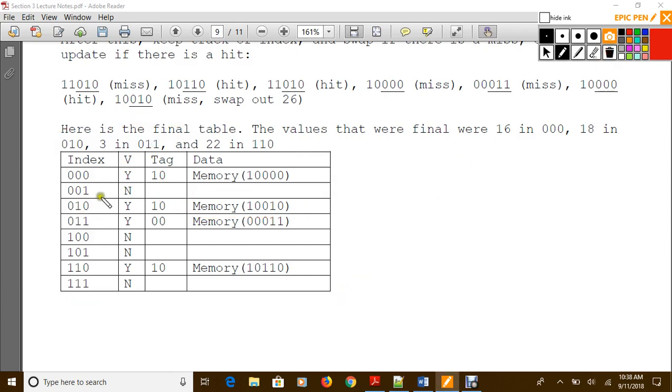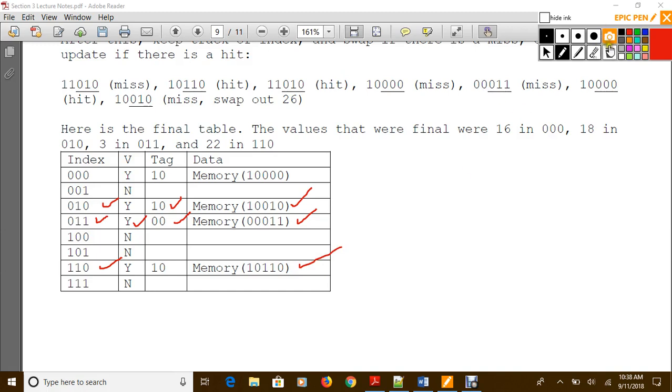All right, so in this case, the final answer, because I had 16, was the last one with the 000 index. It contains memory value of 16. 001 was never accessed, so the valid bit is no. 010 contained 18. 011 contained 3, so it's a yes. And then all of them are no except for 10110, which was 26. I'm sorry, which was 22, which is there.